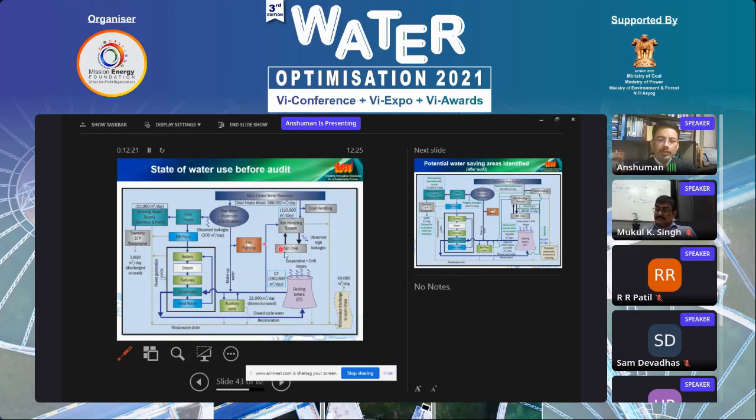This is what you can see, the consumption balance. And what we found was, as I said earlier, a significant volume of water was also being discharged from the drains after treatment, of course.